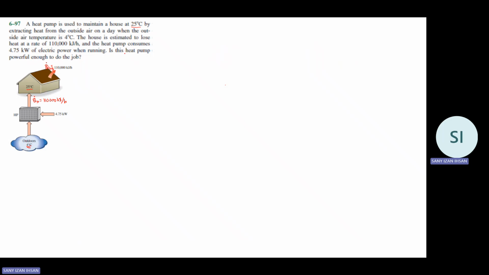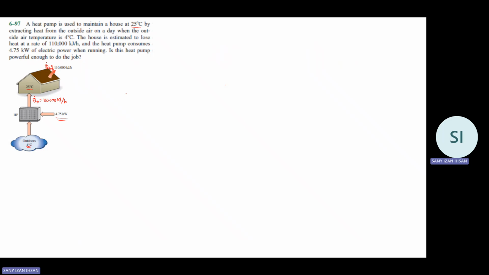Okay, the question is: is this heat pump powerful enough to do the job? Given the heat pump value is 4.75 kilowatt, we want to check whether this pump is sufficient to cater to the need, which is to supply heat to the house of that amount. Given the house temperature of 25 degrees Celsius and the outdoor temperature of 4 degrees Celsius.